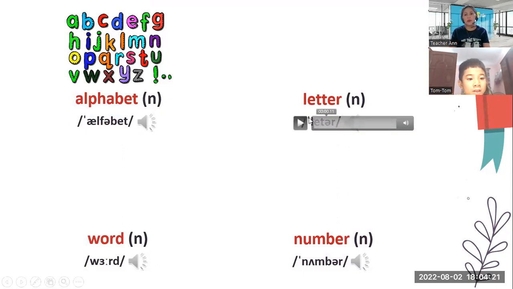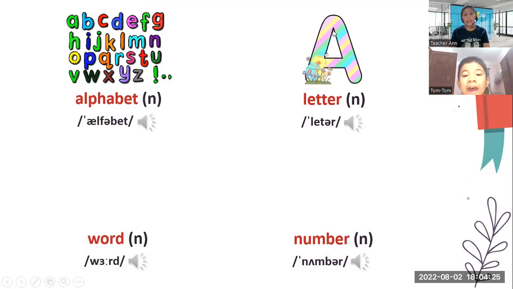Okay, next, we've got the word letter. This one is alphabet, but this is letter. This is alphabet, and this is the letter. Letter A, letter B, letter C. That's letter.